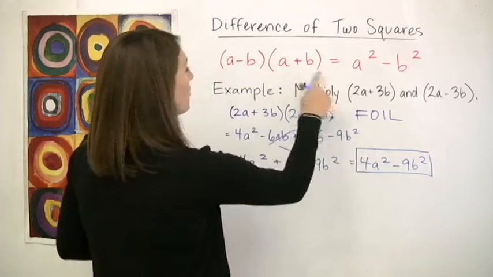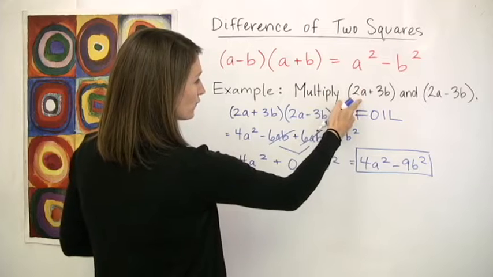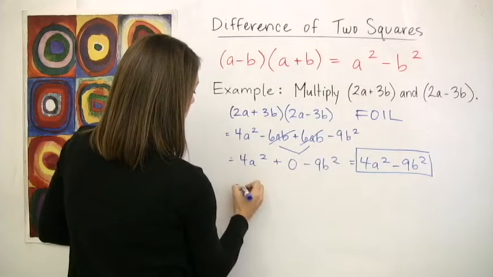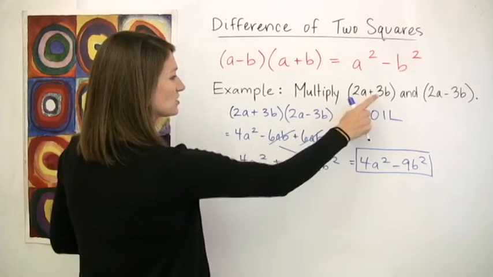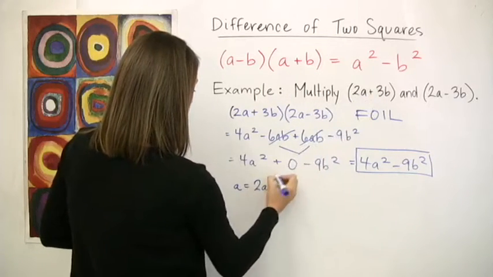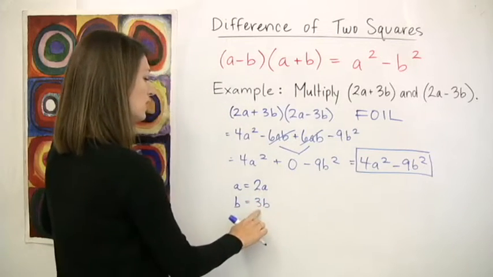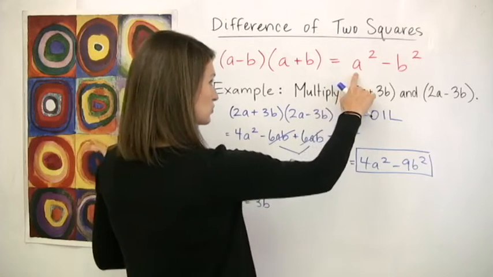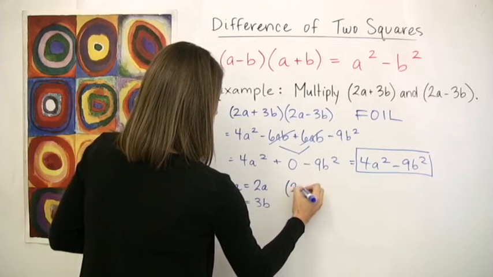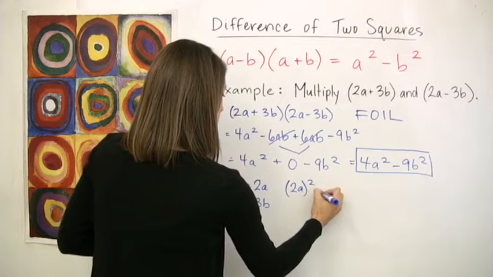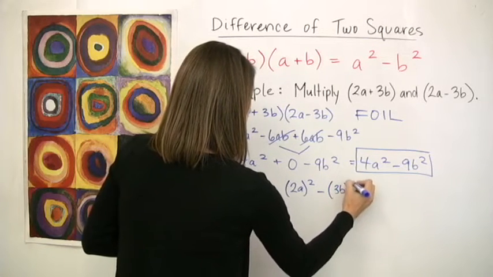So if we were to go back and use our rule on this example here, our first term, a, is equal to 2a, and our second term is equal to 3b. So b is equal to 3b. We plug these values into this rule a squared minus b squared. So we have a squared, 2a squared, minus b squared, which is 3b squared.